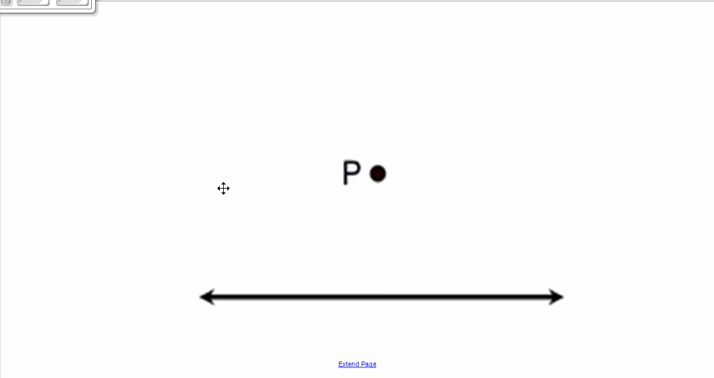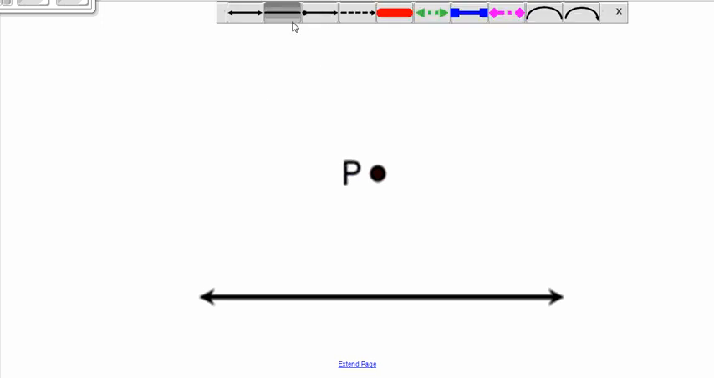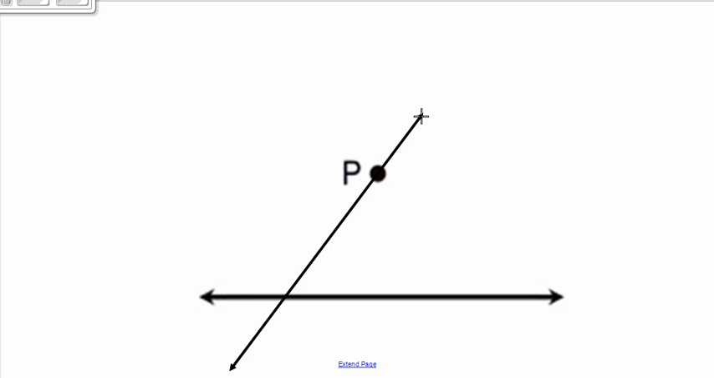Lastly, we have parallel lines. This is the most difficult construction. Okay, the first thing you always have to do is draw a transversal line. So I'm going to draw a transversal line that goes through both the given line and point P. I'm going to extend this line kind of far.